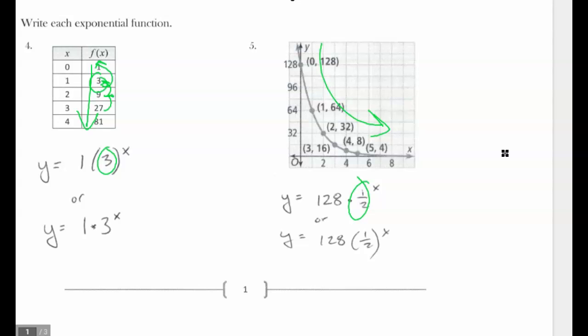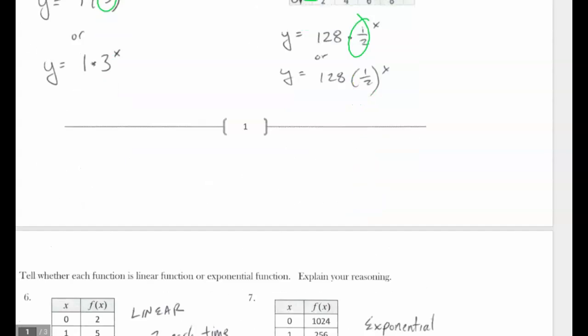Over here, 64 divided by 128 is 0.5. 32 divided by 64, 0.5. This one comes over here. 16 divided by 32, 0.5, 1/2, so on.